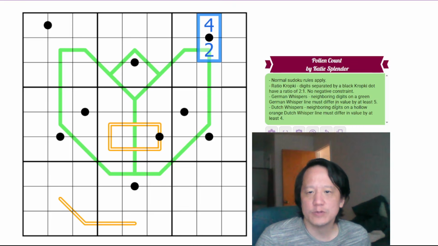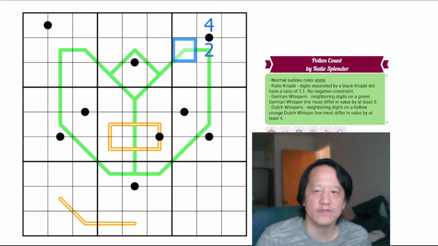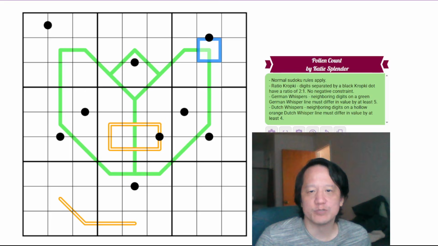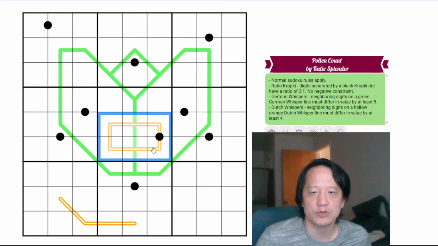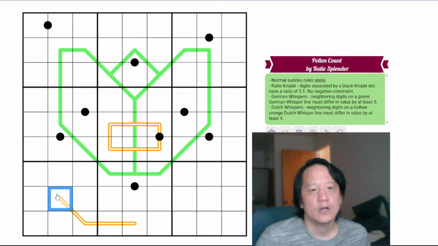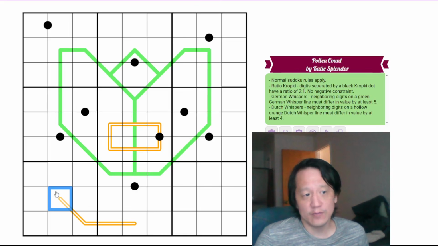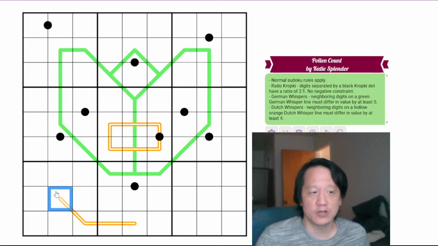We have German whisper lines, where neighboring digits on a green German whisper line must differ in value by at least 5. And we also have Dutch whisper lines, where neighboring digits on a hollow orange Dutch whisper line must differ in value by at least 4. I call these Whisper 5 and Whisper 4 lines because a setter came up with that name, and I thought it made a lot more sense because it's very easily extensible.